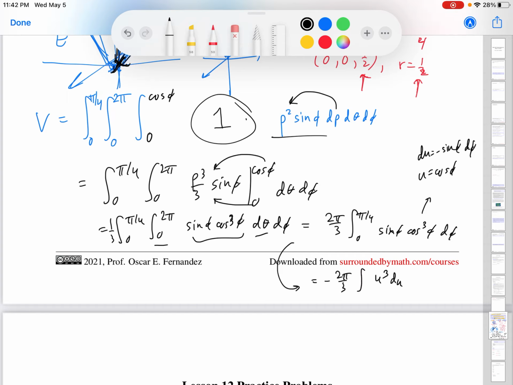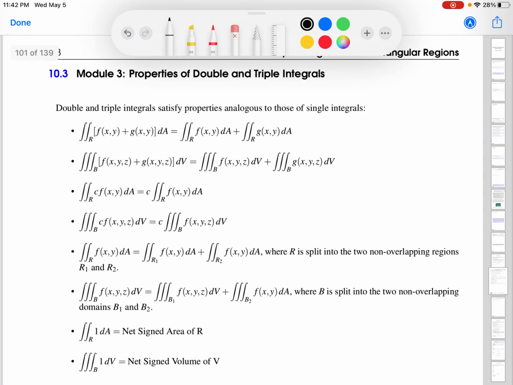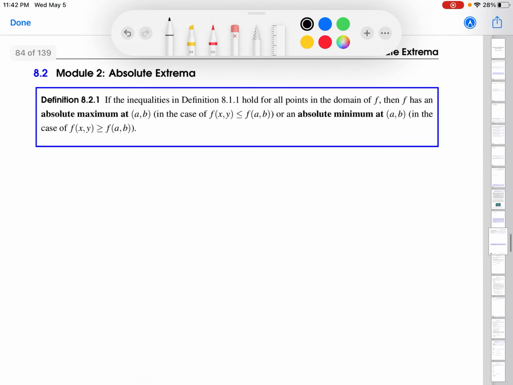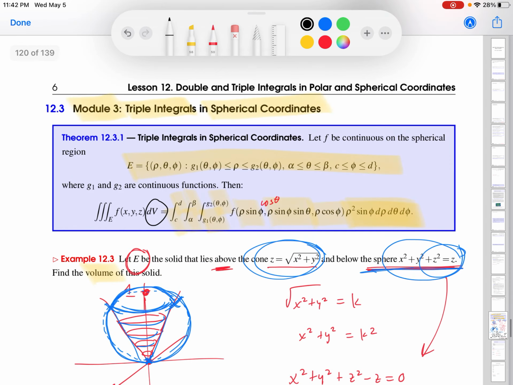I'm going to write this even though we should convert the bounds if I write it this way. But the idea is that this integrates to u to the fourth over 4, which is cosine to the fourth of phi over 4, evaluated from 0 to pi over 4. Oops, I had a feeling that would happen. I'll just try to zoom in, bear with me here.